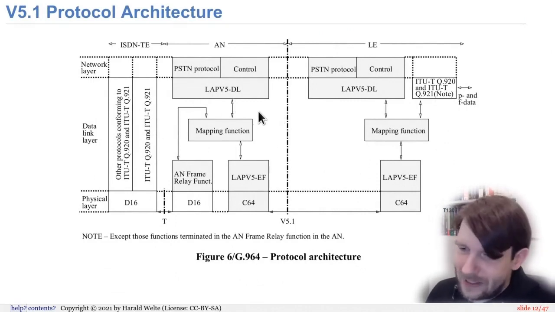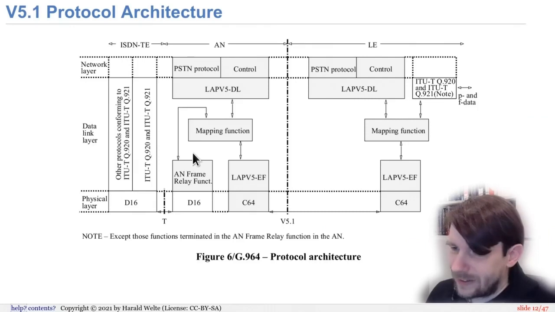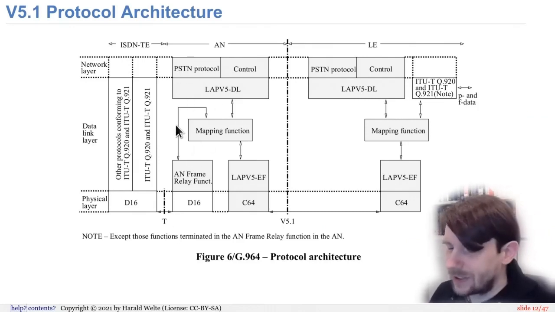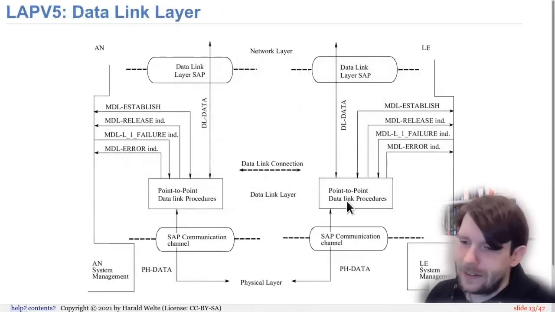So let's ignore that part for the moment, but just say we have these two protocols on top of a data link layer, and then there's some additional mapping function that we will discuss later. And the same we have, of course, on the local exchange side. Equally, we have the same layer 3 protocols. We have the same layer 2 protocol, LAPV5, and the same underlying mapping function and the enveloping function, the EF here. The data link layer, as I said, is like LAPD.